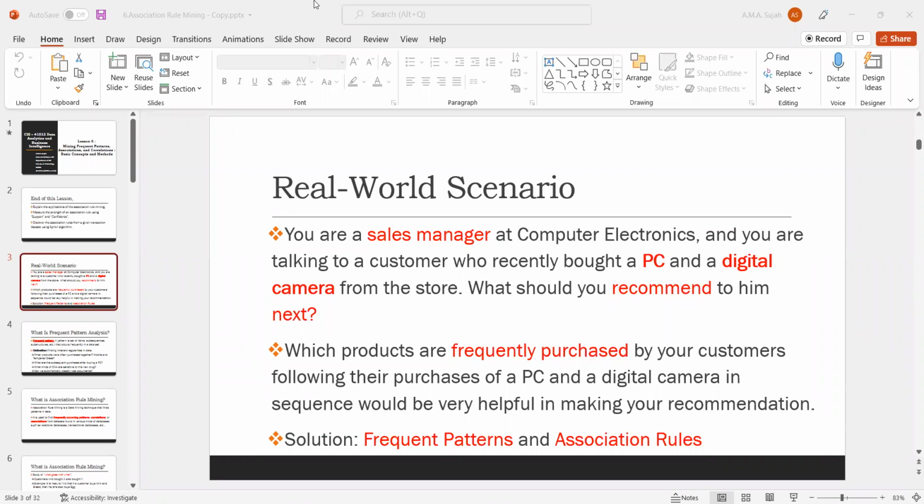Someone tell me, someone is buying a PC. What is your recommendation for him as a manager of the shop? Some customer is buying a PC. What would you recommend for him? Even your recommendation increases your business. If you recommend a highly related product, definitely they will buy. So you get more profit from these transactions. Can someone tell me what your recommendation is when someone is buying a PC?